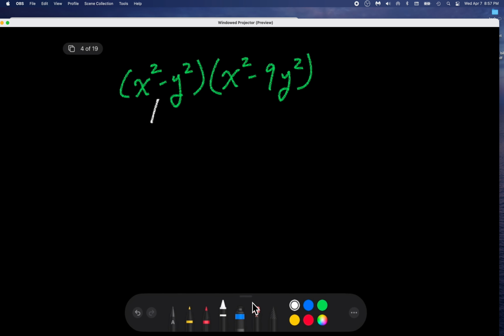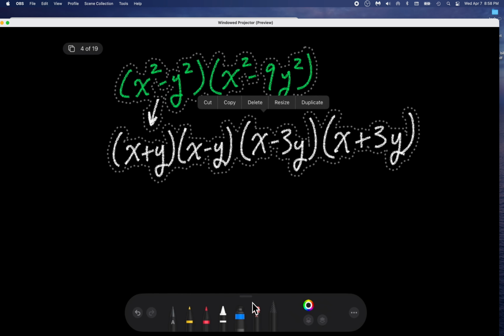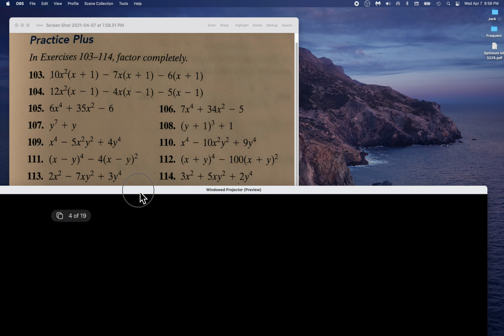This is going to be x plus y times x minus y. And this is going to be x minus 3y, x plus 3y. The difference between two perfect squares. That's your final answer. Okay, let's do one more. Let's look at this one.